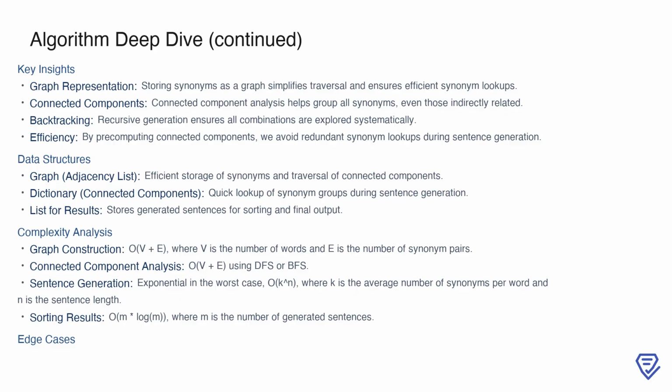In terms of complexity, graph construction and connected component analysis each take O(V + E), where V is the number of words and E is the number of synonym pairs. Sentence generation has exponential complexity in the worst case, as it depends on the number of synonyms per word and the sentence length. Sorting the results takes O(M * log M), where M is the number of generated sentences.